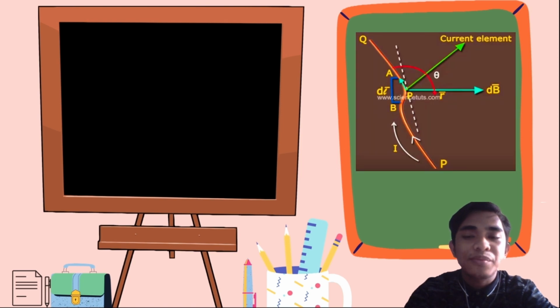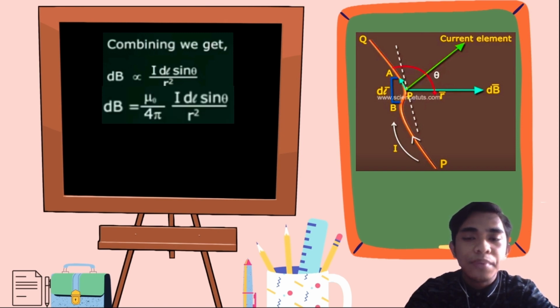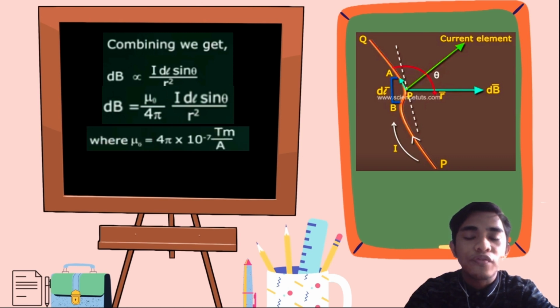Next, when we combine it, we get dB is directly proportional to I dl sin theta over r square, and we get dB is equal to mu naught over 4 pi times I dl sin theta over r square. And we know that mu naught is equal to 4 pi times 10 power of -7 Tm/A, which is the permeability of free space.